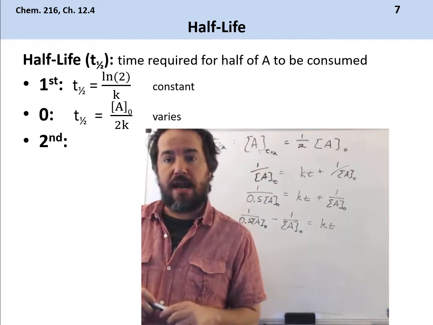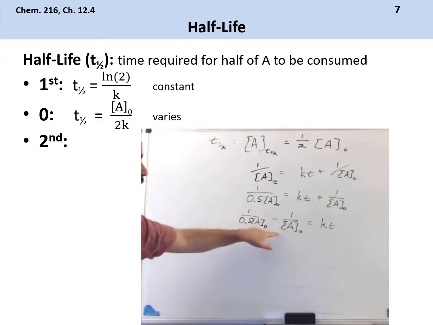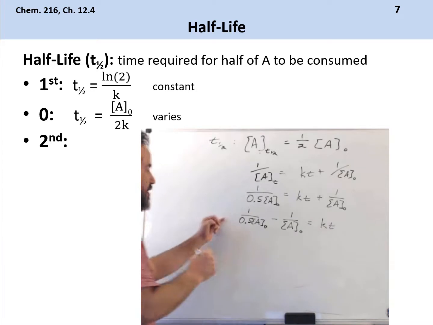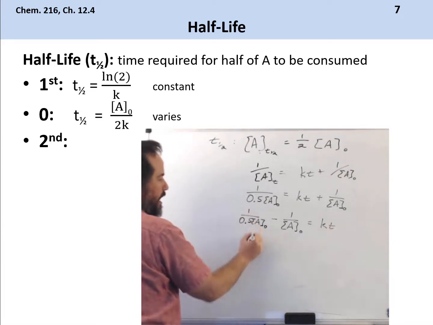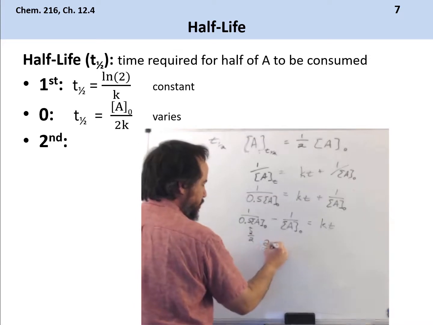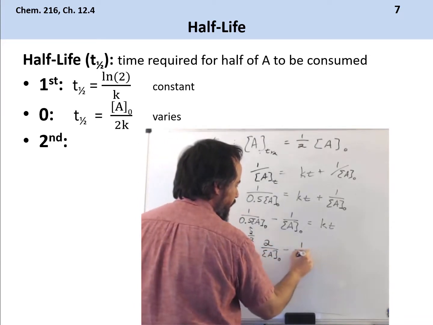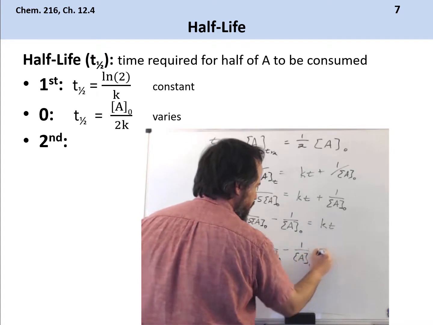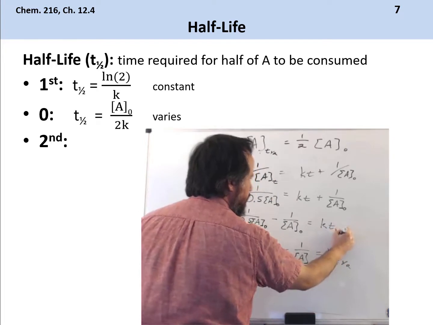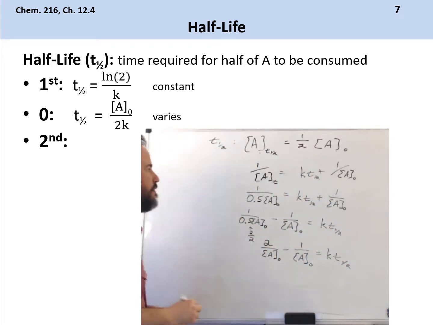I can then notice how I can't just add these because the denominator is different. So I need to make those denominators the same. I'm going to do that by multiplying this by 2 over 2. So that gets 2 over A naught minus 1 over A naught equals kt. By the way, this is now half-life. Seeing that I have said this is at the half-life.